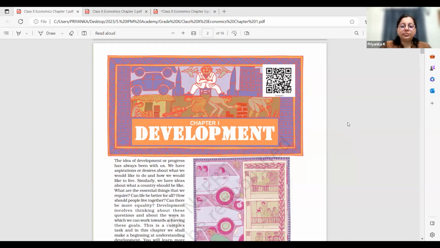Beginning with the first chapter in grade 10 of the NCERT textbook. In grade 10, the first chapter talks about development. Whenever the topic of economics comes in for a nation or for the world economy, this term called development stands very important.